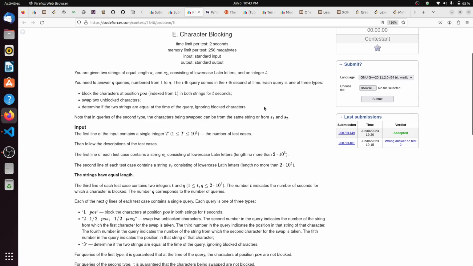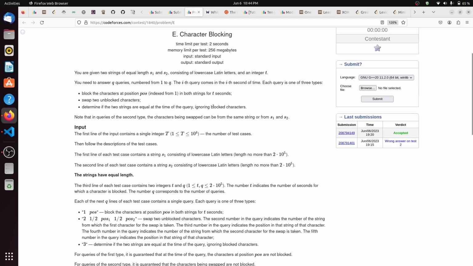The first type of query blocks a character, and it is given which position's character has to be blocked. The first type of query will block the character at that position for t seconds. Also, before the queries, two more parameters are given: one is t, the time, and the other is q, the number of queries. These are the two parameters given before the queries begin.